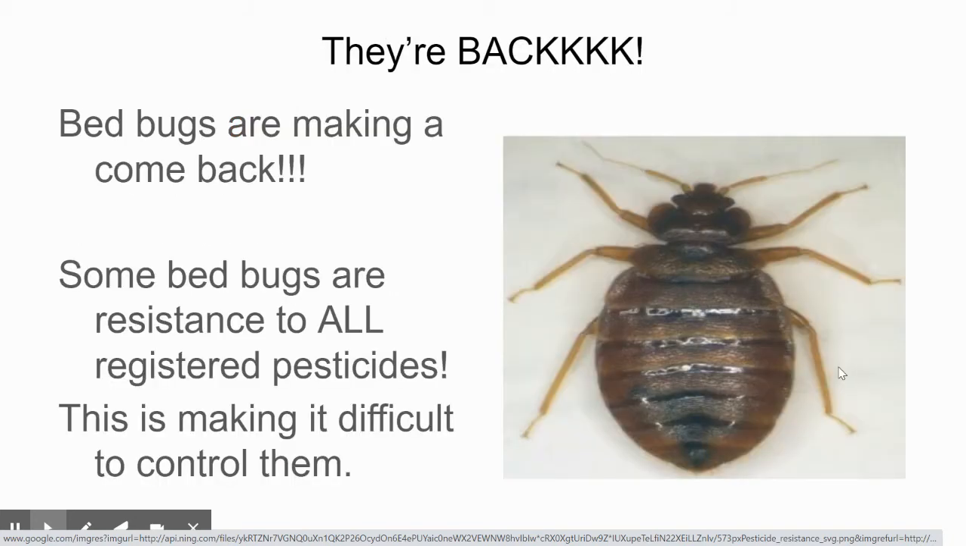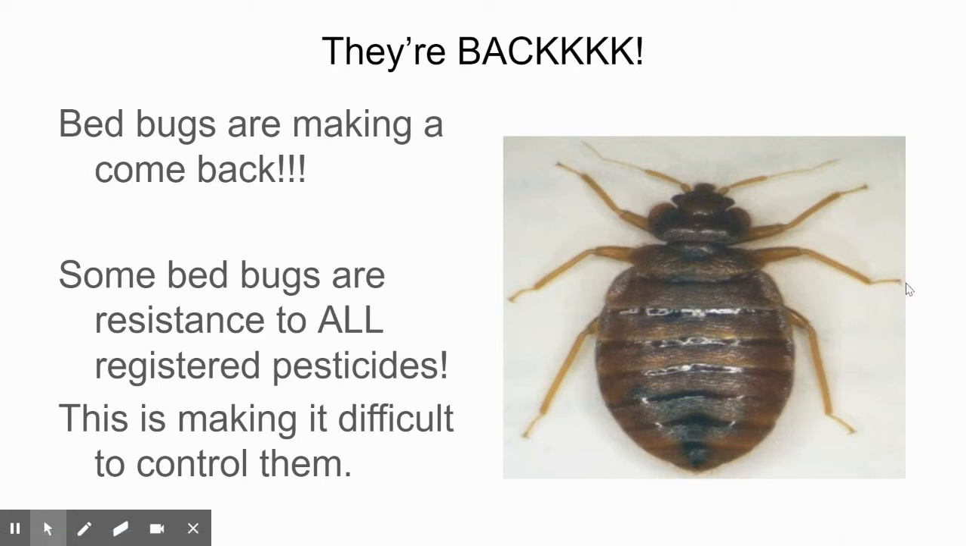So this is actually a picture of a bed bug, and this is an issue that's happening in some households. They're having bed bug infestations, and bed bugs are really a challenge to control because a lot of the pesticides that exterminators use don't work on bed bugs. And so there are other techniques that they have to use.